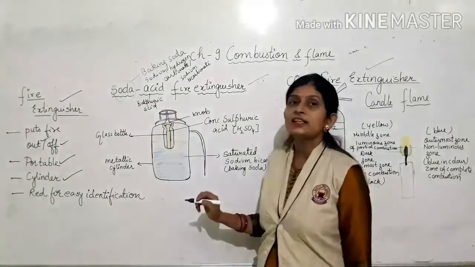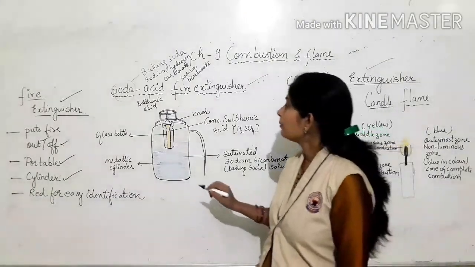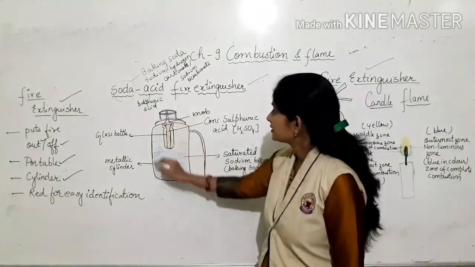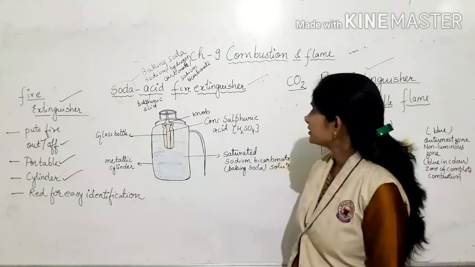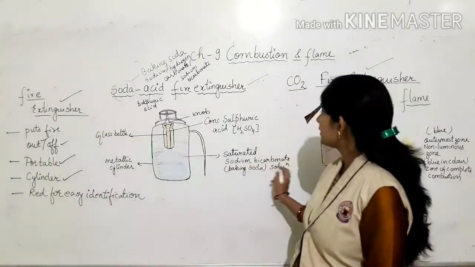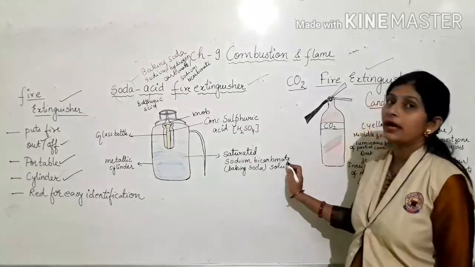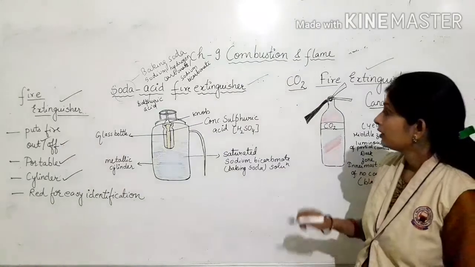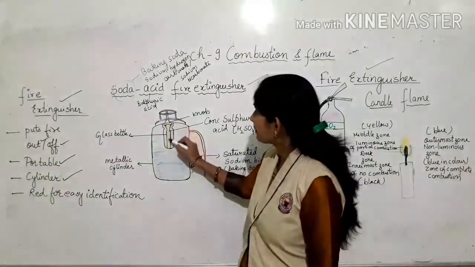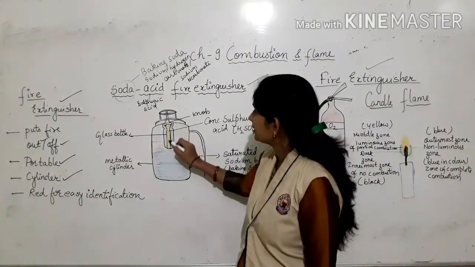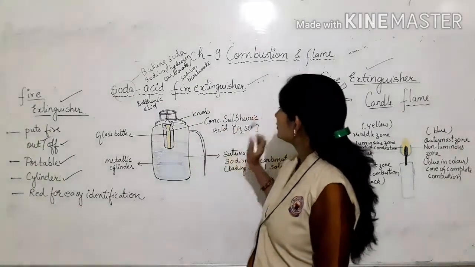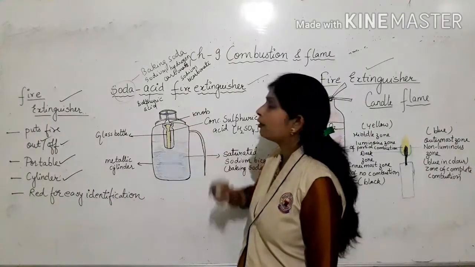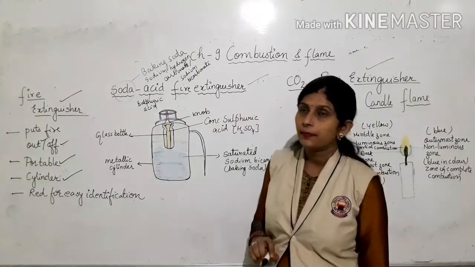Now, soda acid fire extinguisher is made up of a metallic cylinder. You can see in the figure, this is a metallic cylinder which is filled with saturated sodium bicarbonate or sodium hydrogen carbonate, means baking soda solution. Now, there is a separate glass bottle, here you can see, which is filled with concentrated sulfuric acid, and it is tied with the cap of the metallic cylinder.